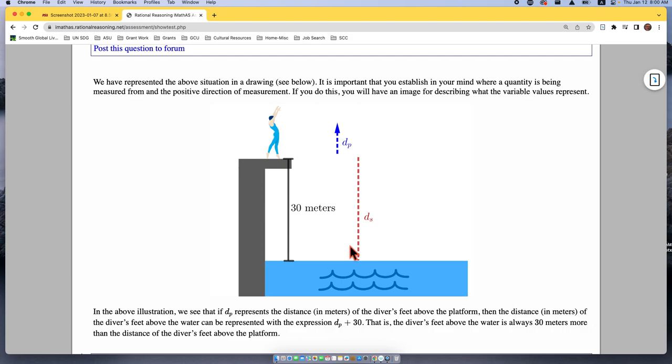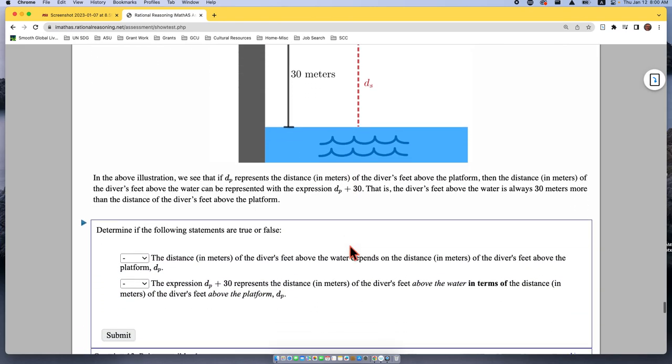Where are we measuring from? If you read this one, it's from where the diver's feet are. They could measure where his hands are, or the head, but they're measuring from the feet. So that helps with this idea of defining our variables. What are we measuring? If we can determine that, it makes the problems much easier to go through.